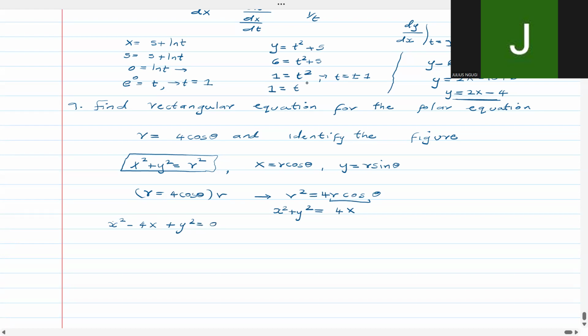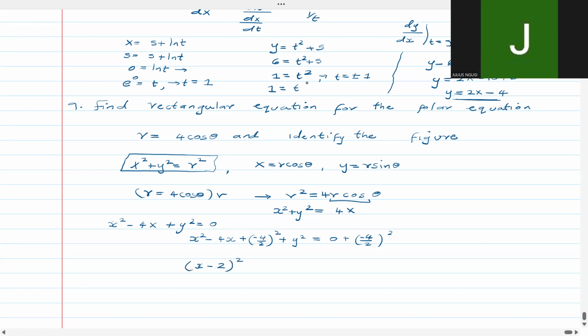And then we complete the square. So we have x squared minus 4x, and we add half the coefficient of x, squared. Whatever we do on the left-hand side, we do on the right-hand side. So it's 0 plus the same thing, minus 4 over 2, squared. That's called completing the square. That gives x minus 4 over 2 squared, which is x minus 2 squared.